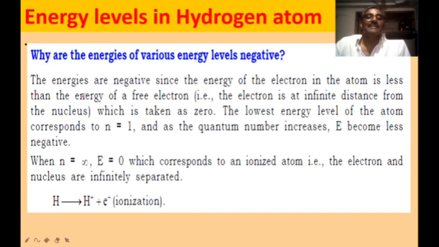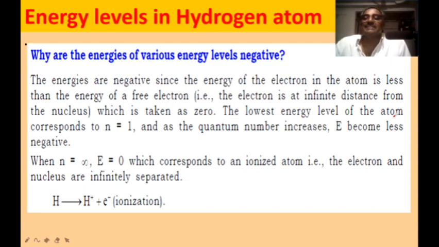That is given here. The energies are negative since the energy of the electron in the atom is less than the energy of a free electron. A free electron is an electron at infinite distance from the nucleus. Infinite distance doesn't mean some kilometers. It is the minimum distance where there is no influence of the nucleus on the electron, and that is said to be the infinite distance.